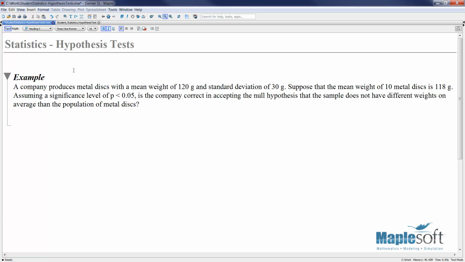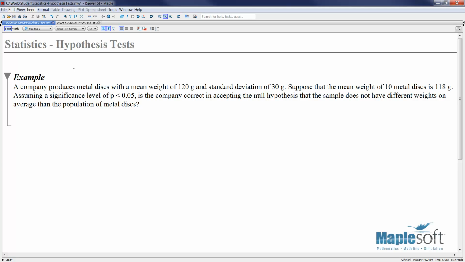So say we have a company that produces metal discs with mean weight 120 grams and standard deviation 30 grams. If we then take a sample of 10 discs, we find that that sample has mean weight 118 grams. If we assume a significance level of p less than 0.05, is the company correct in accepting the null hypothesis that the sample does not have different weights on average than the population of metal discs?